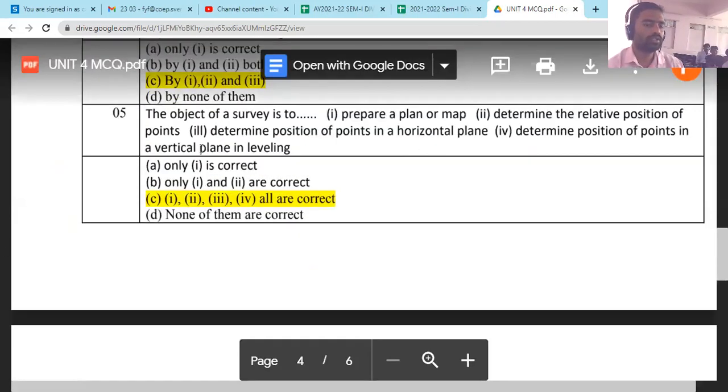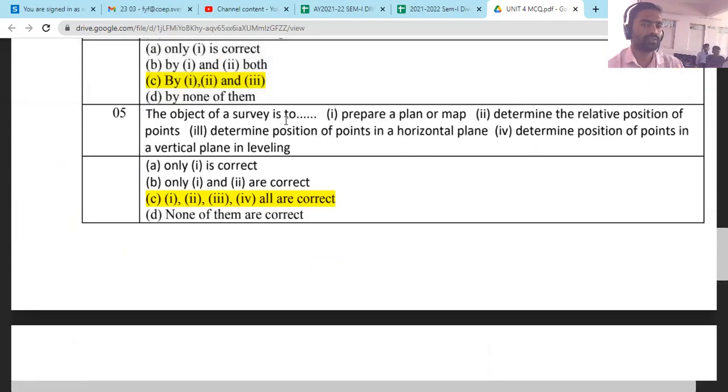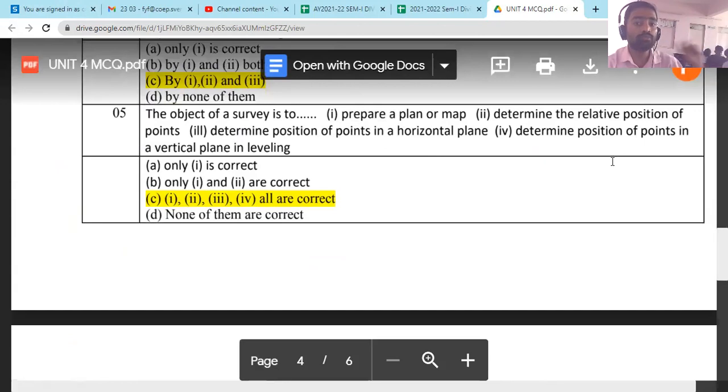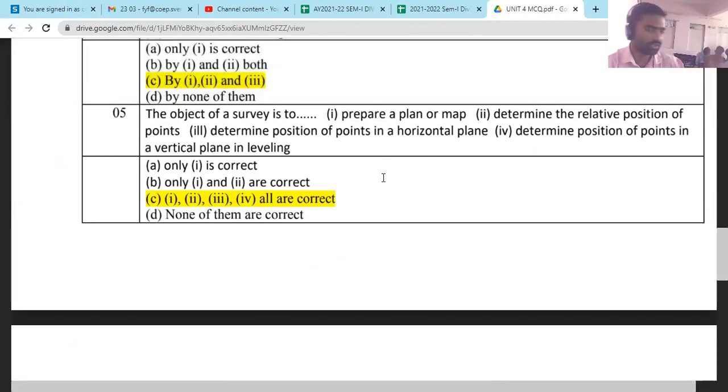Next, the object of survey is dash. Prepare the plan or map. Determine the relative positions of the points. Determine the position of points in a horizontal plane. Determine the position of the points in the vertical plane. So all options are correct. Okay, all are correct.